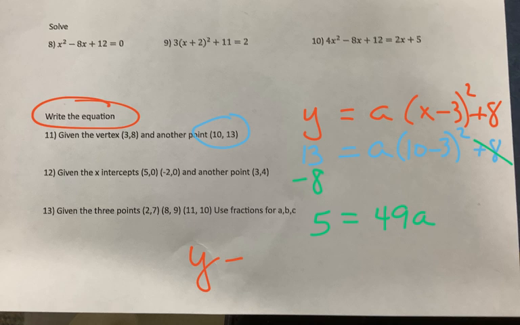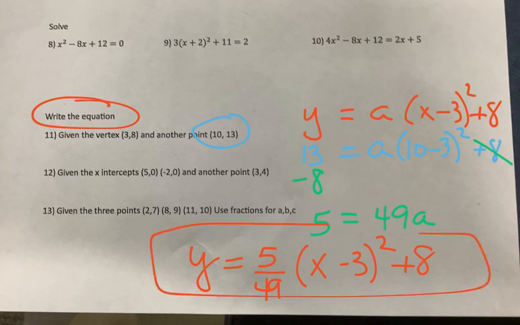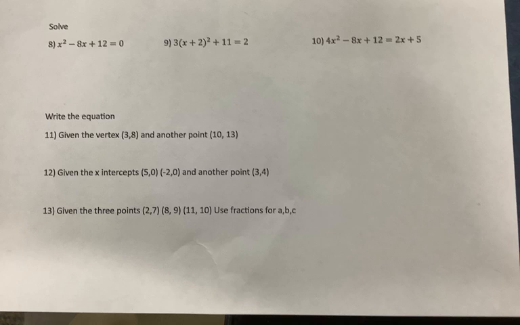So then my equation is 5/49 (x minus 3) squared plus 8. There's your answer. So vertex, use vertex form. Check. X-intercepts: if you have the x-intercepts, use the factored form.